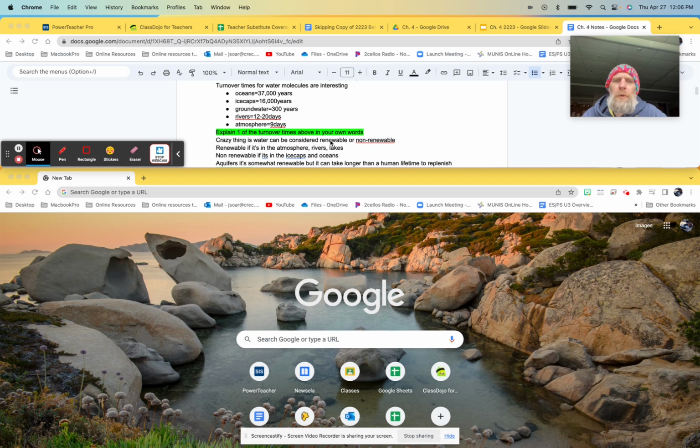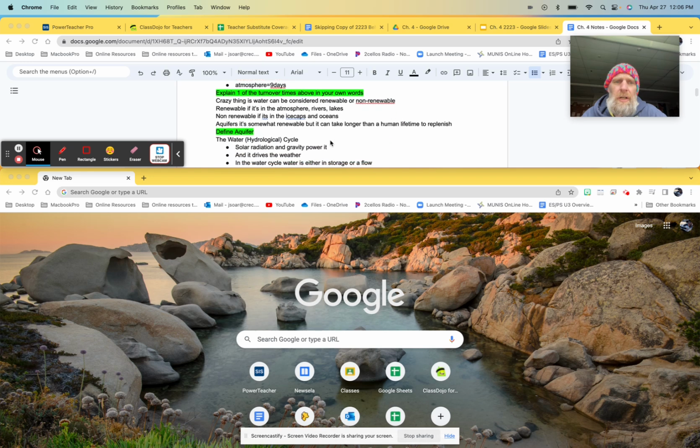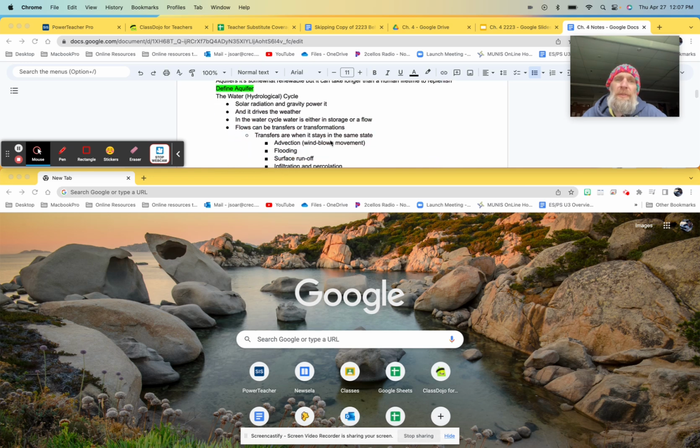Aquifers are somewhat renewable, but it can take longer than a human lifetime to replenish. What I'm going to have you do is please define what an aquifer is. Generally, an aquifer, in my words and the way I look at it, is underground rivers or an underground water supply or reserve that spans quite a massive area.